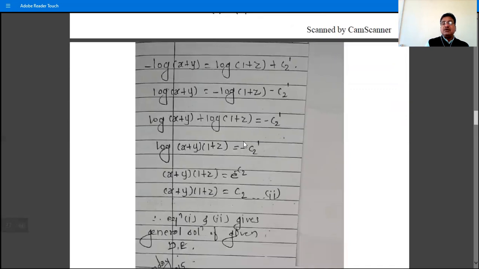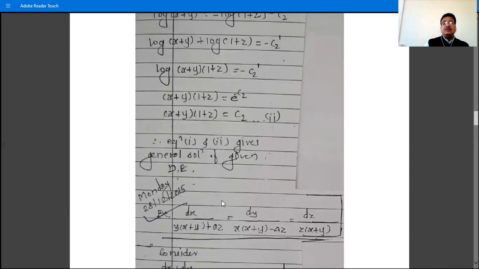And so shift this log to RHS. So it becomes e raised to minus c2 dash. And suppose this e raised to minus c2 dash is c2. So this is another solution. So here we have the three solutions for this problem. Only two are independent among them, and so the first and second give the general solution of the given differential equation.